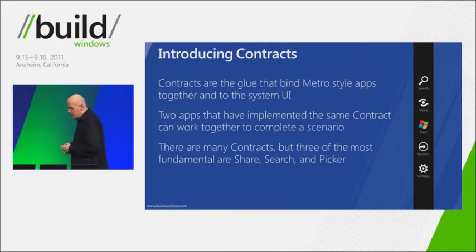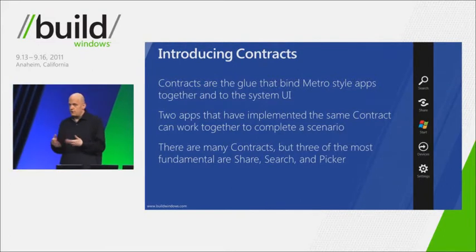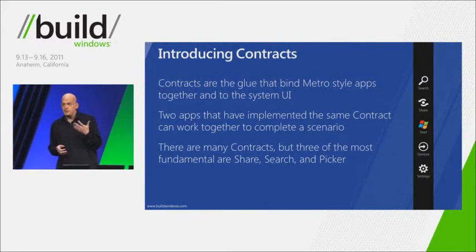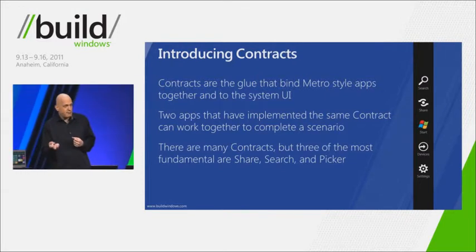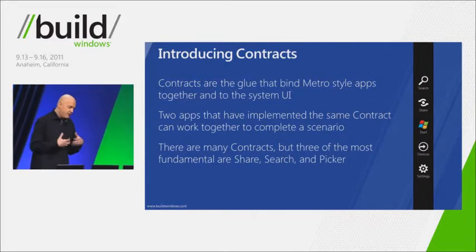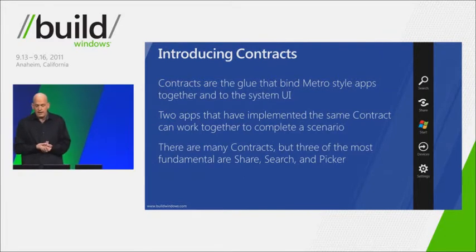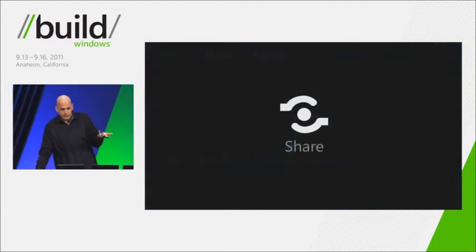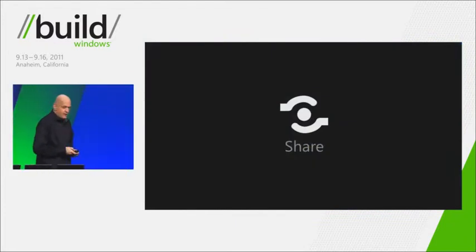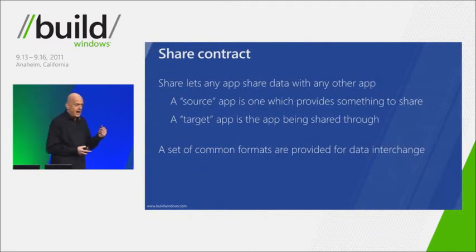I'm going to show you a few of these in more detail, but there's really a lot of these to learn about. But you choose to implement as many of these contracts as you feel is appropriate for your app, and each one of them lets you interact with another app or some aspect of the system to make your app more powerful. And then as you have more apps, your system becomes more powerful. All of a sudden you can do things in a fluid way that doesn't require an extra step in between. Just part of our point of view on how apps make the system more powerful. So the first one I'm going to show in some detail is the share contract. Share lets any app share data with any other app. We have something we call the source. That's the app that is sharing something.